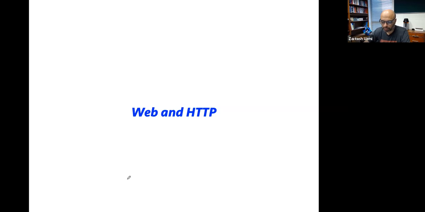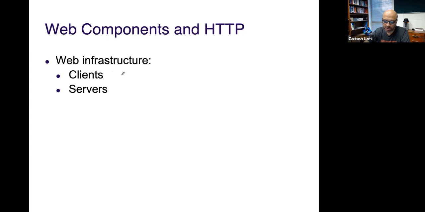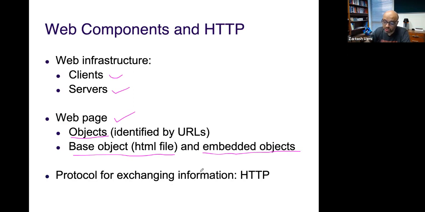A very quick review of the slides that we saw last time. Web and HTTP, web components, and web infrastructure. As we said, it consists of clients and servers. When you request a web page, that is basically an object, a base HTML file, which may contain some embedded objects. So you send an HTTP request for an object, which could be the base HTML file or one of the embedded objects, and then you get the response. The protocol used for exchanging these requests and responses is HTTP.